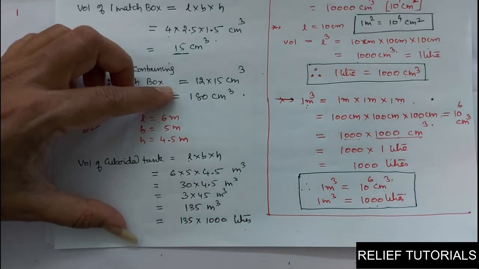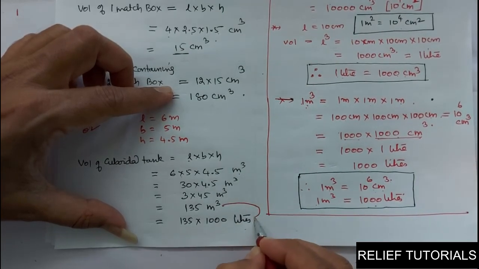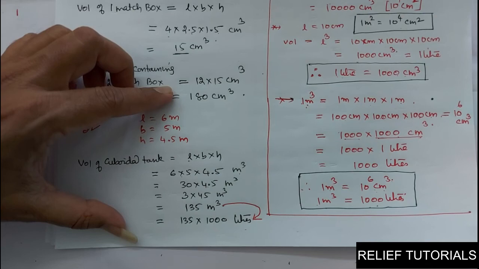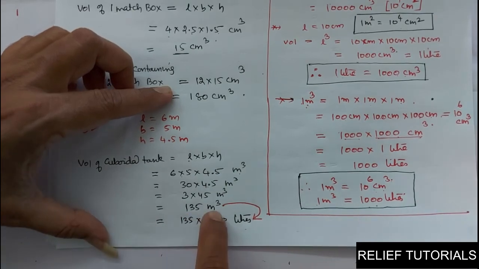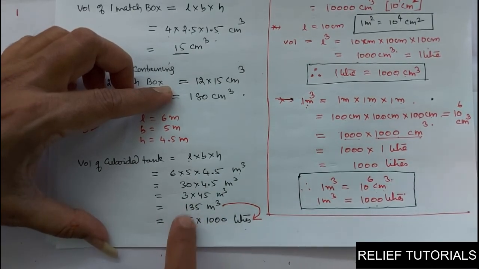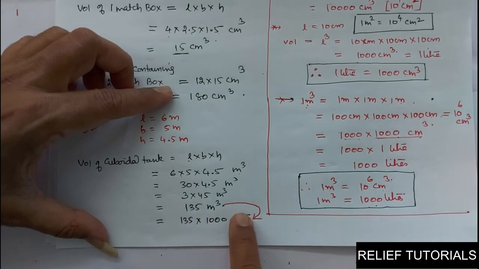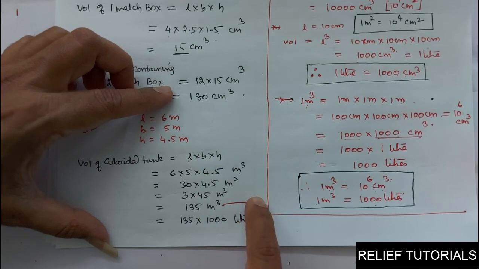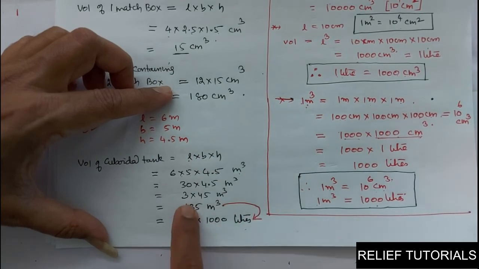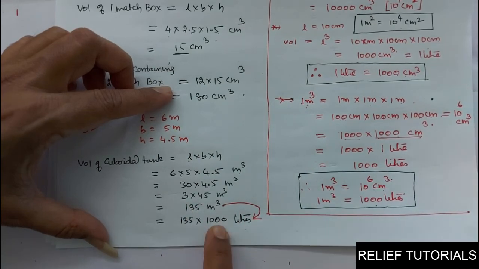Now see friends, here I have converted this meter cube into liter. So that's why here it is 135 meter cube, and now I have multiplied by 1000, so these two will not be equal. Many friends, what they used to do, they will not write liter here, 135 into 1000 meter cube. How can these two steps be equal? 135 and 135 into 1000. So here you have to mention the unit.